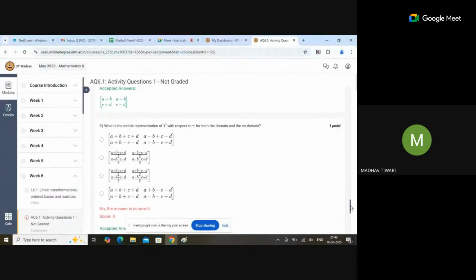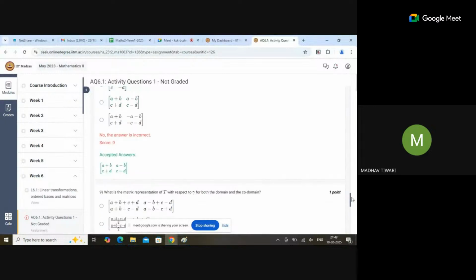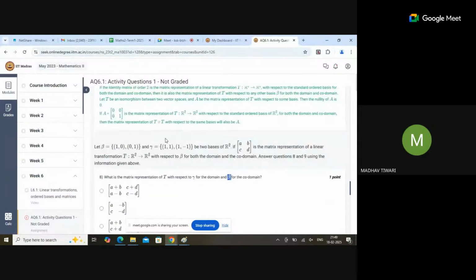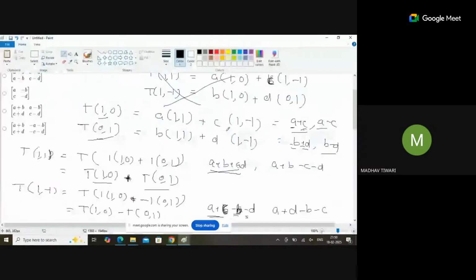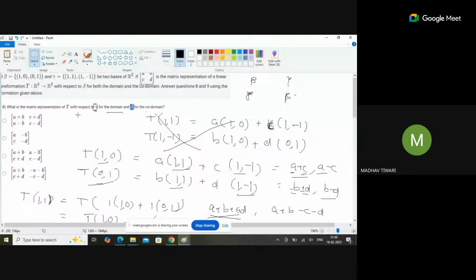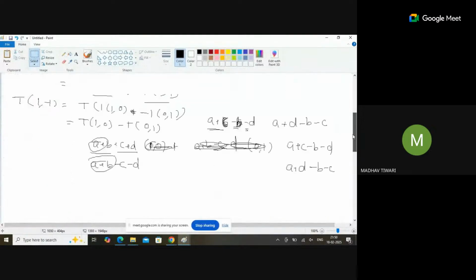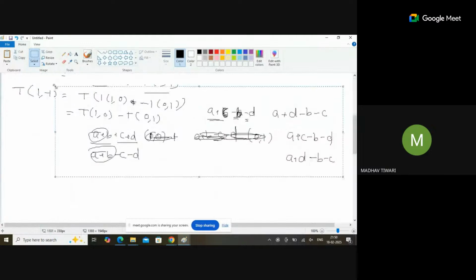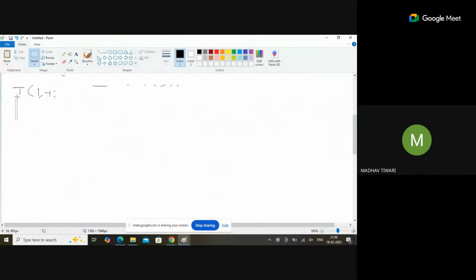Let's check the next question. It is saying that beta is this. Okay, beta is used for both domain and codomain. I used gamma here for the codomain, but I have to use beta for both of them. That's the problem, that's why it is having the problem. Let me explain it again. Okay, so let's move.